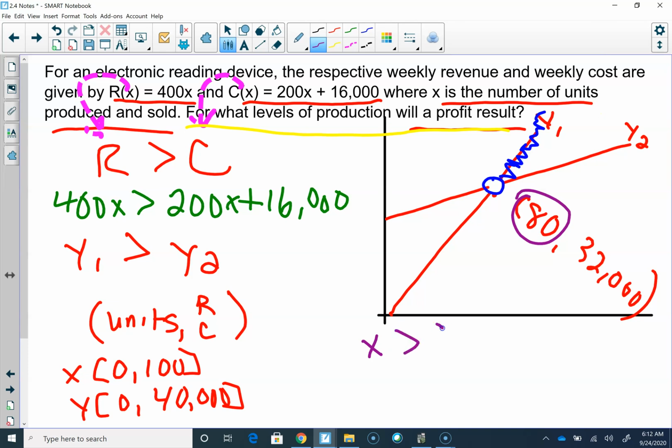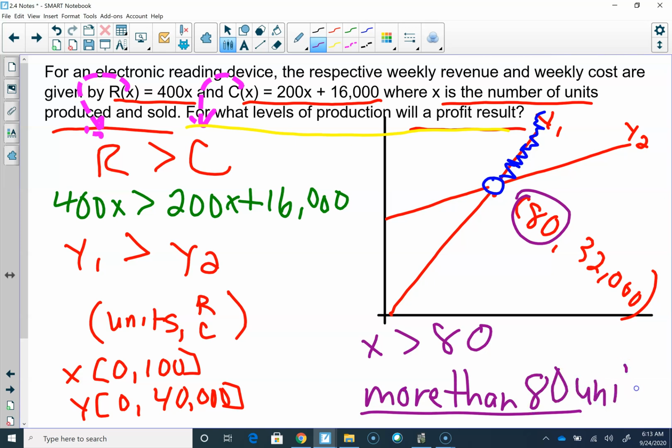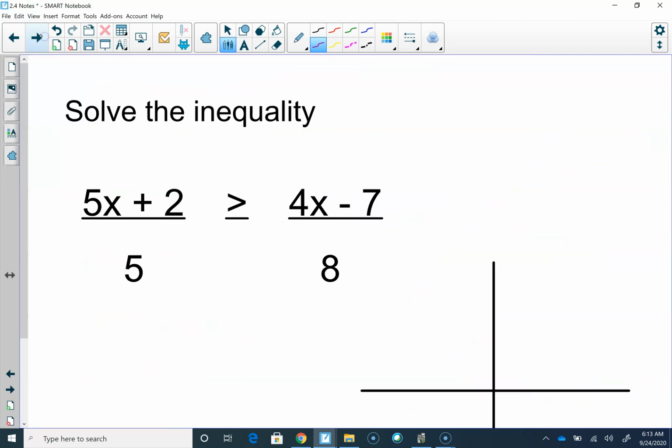So X is greater than 80, which means on my line, I'm not going to write X is greater than 80 because this is a word problem, so I'm expecting some words on your line. I would say more than 80 units. That's what I'm going to put on as my answer. So greater than 80 units, more than 80 units. So it would be 81 units and on. And then this is my final answer. This is my work. I have everything on here that I'm asking for.